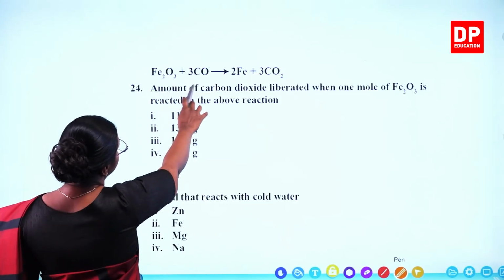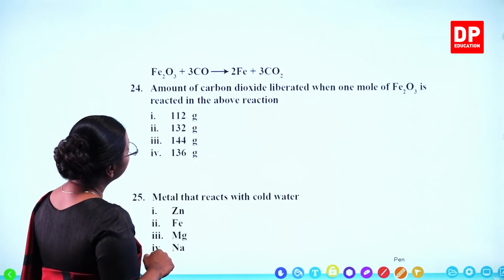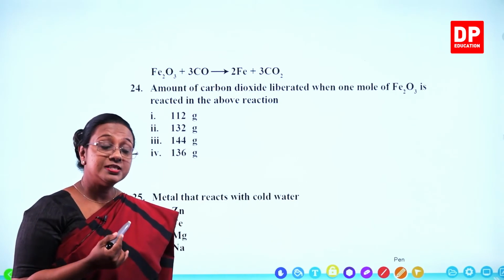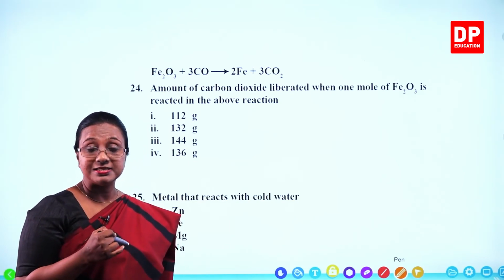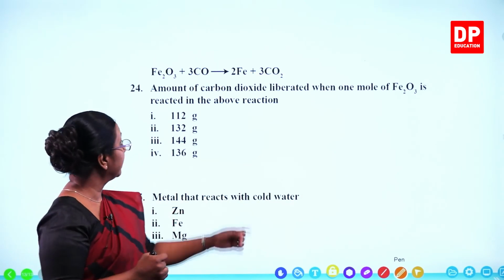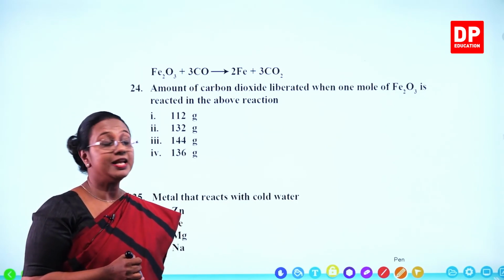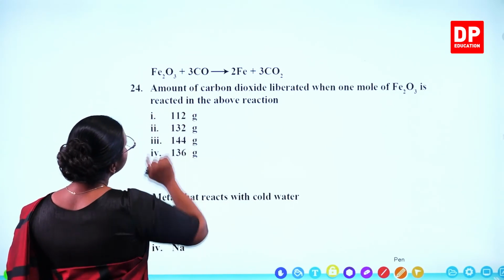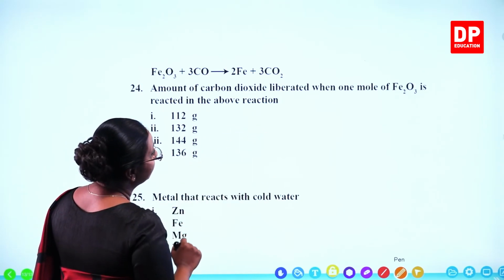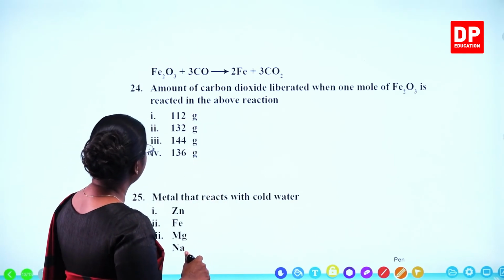Fe2O3 plus 3 carbon monoxide CO gives rise to 2Fe plus 3 CO2, that is carbon dioxide. So this is a reaction taking place in the blast furnace where hematite is reduced to iron by carbon monoxide, evolving carbon dioxide gas. Amount of carbon dioxide liberated when 1 mole of Fe2O3 is reacted in the above reaction.